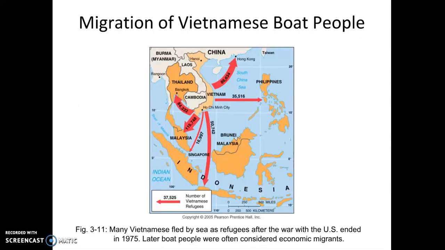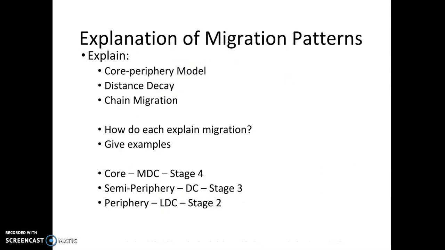Let's talk about the migration of Vietnamese boat people. So this is after the war in Vietnam, people fleeing on boats. So they were considered refugees from the war because of political persecution.